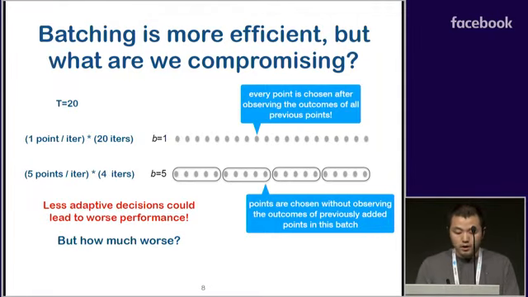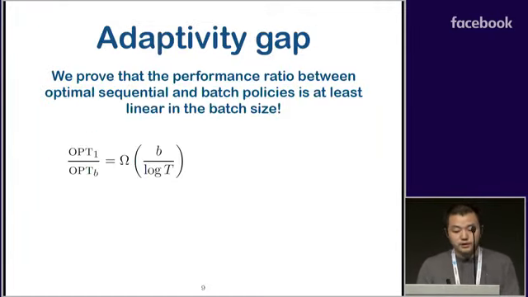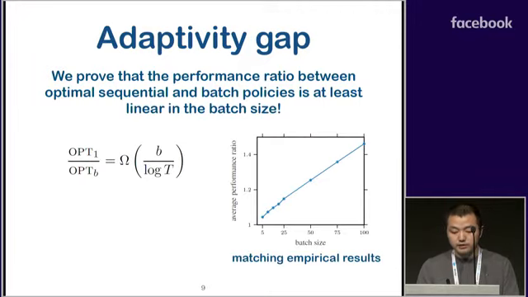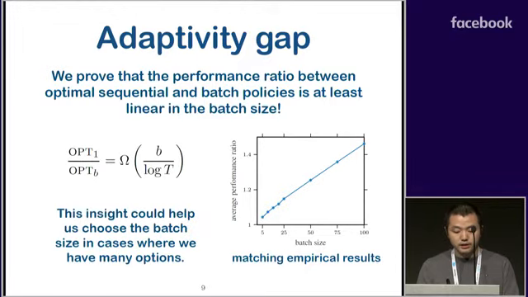But how much worse? We proved that the performance ratio between optimal sequential and batch policies is at least linear in batch size. And this theoretical result is found to match our empirical results. And this insight could help us choose the batch size in cases where we have many options.